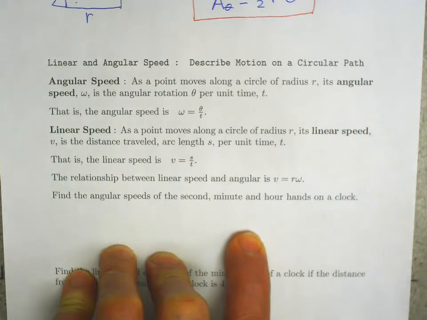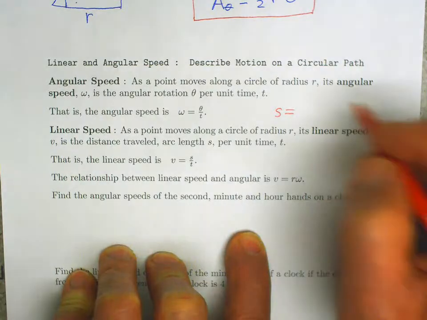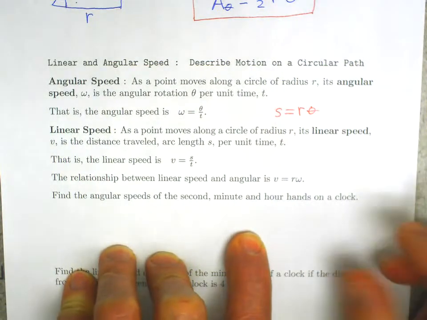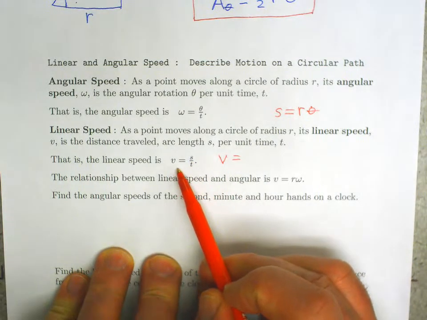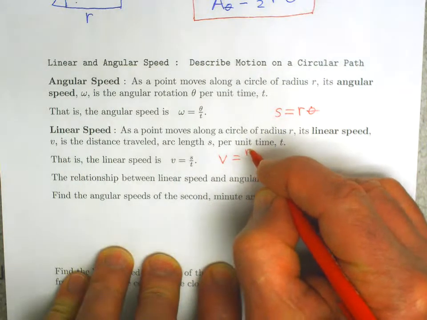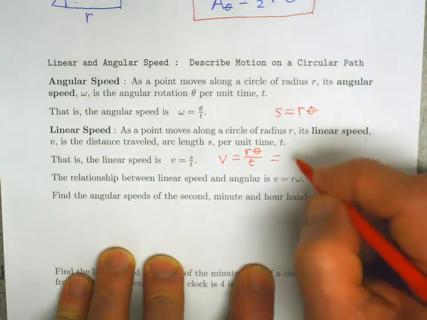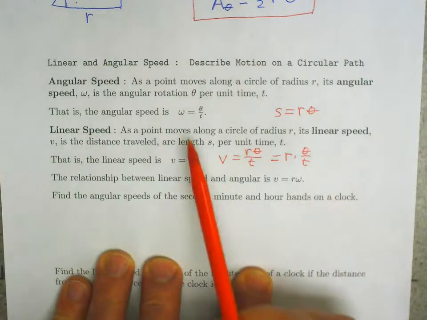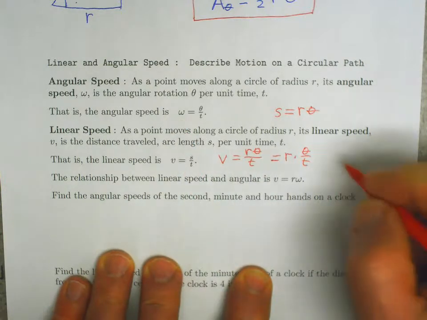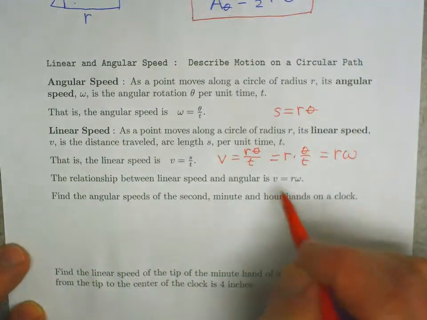So how does that work? Well, remember that s, the arc length, is equal to the radius times theta. So if we replace s in this equation with r theta, we get r theta divided by t. Or think of that as r times theta divided by t. But theta divided by t is what the angular speed is. So this is just the radius times the angular speed. So that's where this comes from.